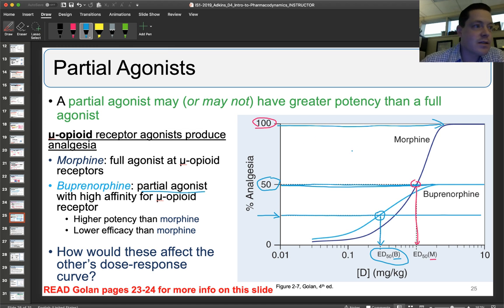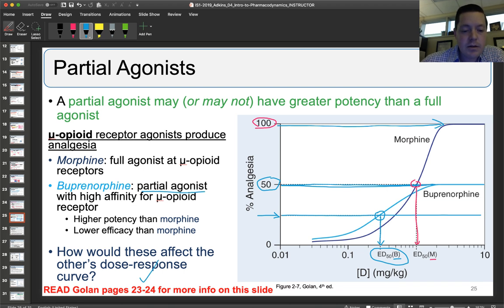And when we get to CNS, we'll talk about the reasons we like to use buprenorphine as a nice medication to help assist individuals struggling with opioid addiction. Okay, and we'll talk about why, but I just want you to understand from this example that partial agonists may not always have greater potency than a full agonist. Sometimes it does, sometimes it doesn't. That's the key thing to take away from here.